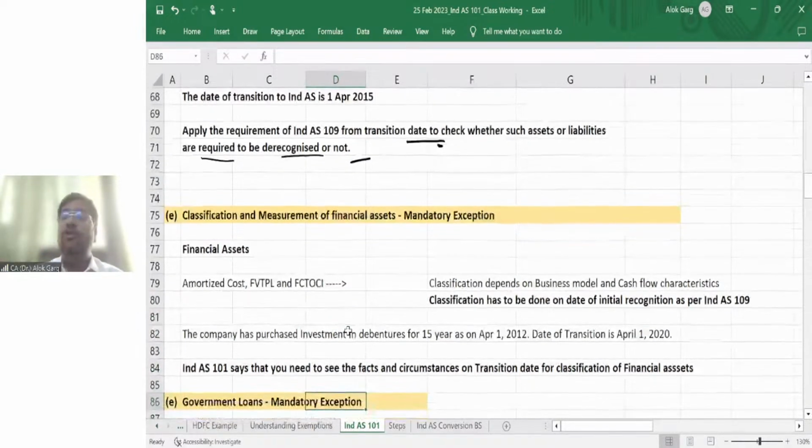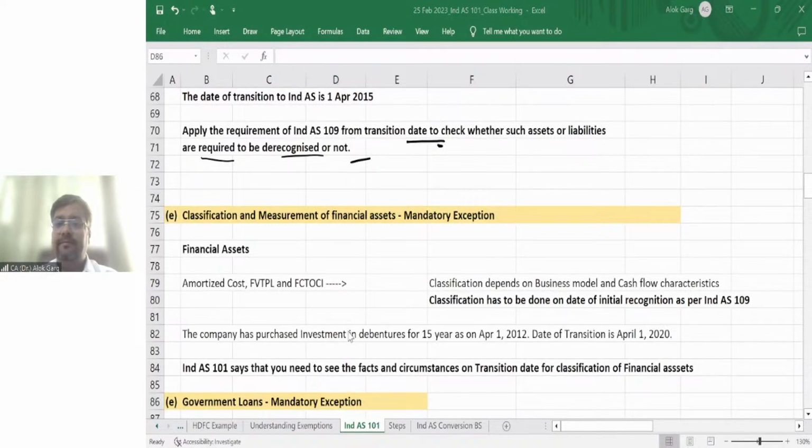It says that you are not required to look at facts and circumstances identifying the business model and cash flow characteristics on the date of transaction. You have to look on the date of transition. You are not required to go back in time 8 years, 9 years, 10 years ago. You just need to look at the transition date, which is just 1.5 years ago. This seems logical also, right? You will have more visibility about 1 year ago rather than about 10 years ago, right?